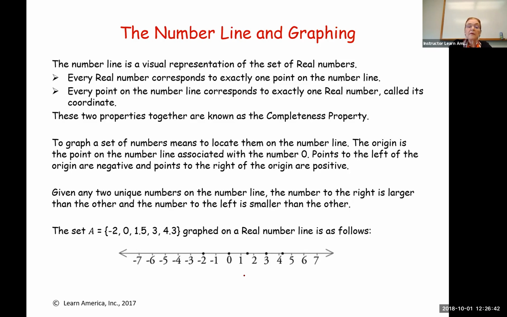So, for instance, take the set of numbers, say set A consisting of -2, 0, 1.5, 3, and 4.3, and we graph it on a number line as shown. You can probably see these points pretty well. There's the -2, there's the 0, there's a 1.5, and there is 3, and here's the 4.3, which of course we have to estimate. And notice that as we move to the right along the number line, each number that is to the right of another is greater than that number. So 0 is greater than -2, 1.5 is greater than 0, and so on.